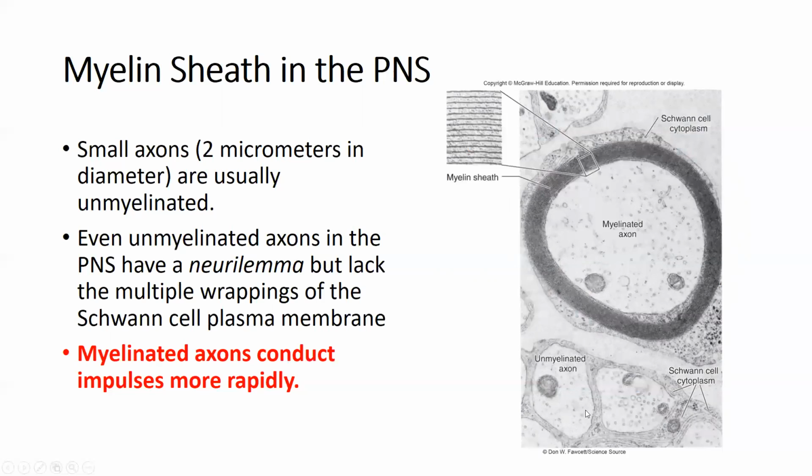Now, if you think about an unmyelinated axon, which is here, we can see that again, it's much smaller and it doesn't have that Schwann cell tightly adhered to it. And obviously, it's going to conduct impulses much slower than that larger myelinated neuron. So myelin insulates a neuron and speeds up the conduction velocity.